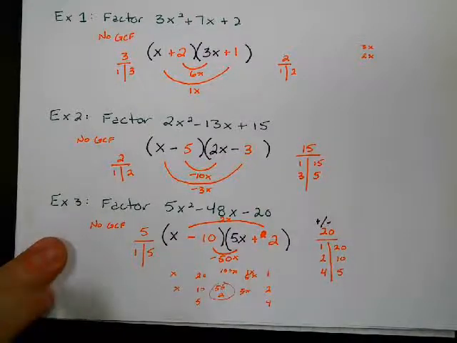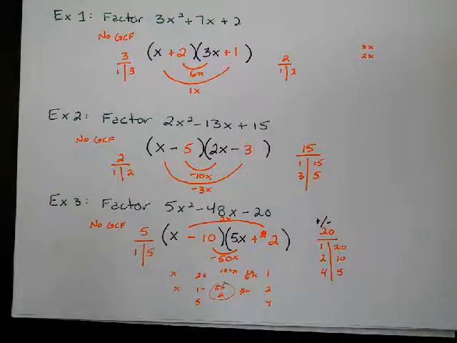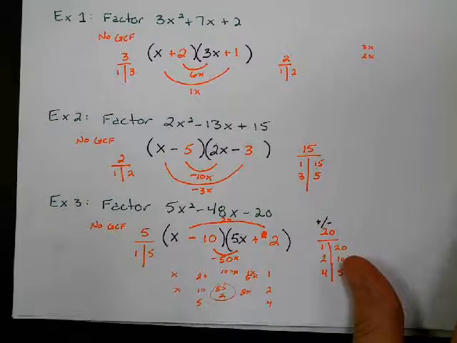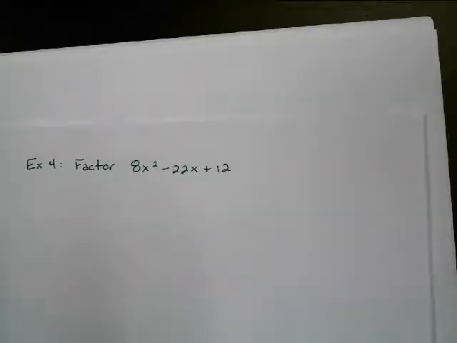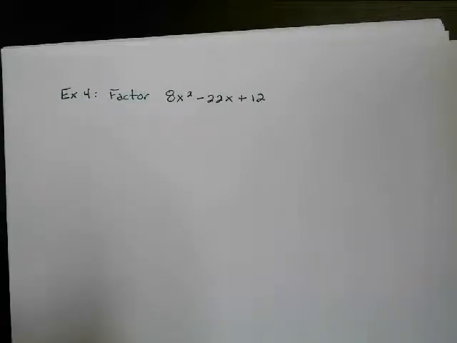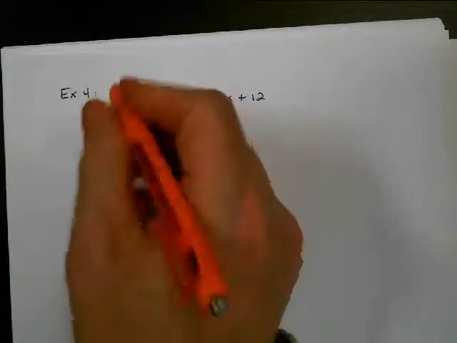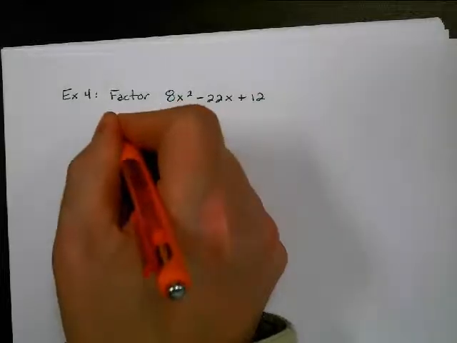So we look for these GCFs so that we don't have to try every single combination. All right, last problem. Is there a GCF? Yes, there is this time. The GCF is 2. Well, we better do something about that. Let's factor out the 2.